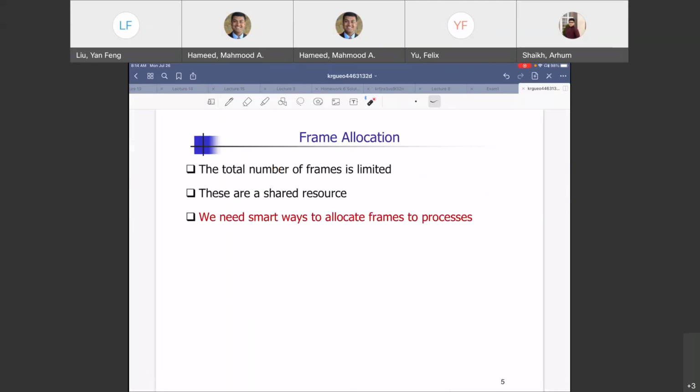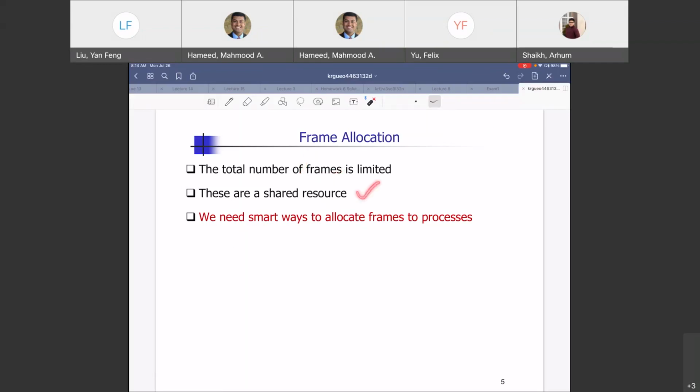Frame allocation. You have got the total number of frames, which is limited because why? It is physical memory. We're not talking about the virtual address space. We're talking about the physical address space. I've got 8 GB RAM, or maybe 16 GB RAM, right? So I've got physical memory that is limited, so the number of frames will be limited.